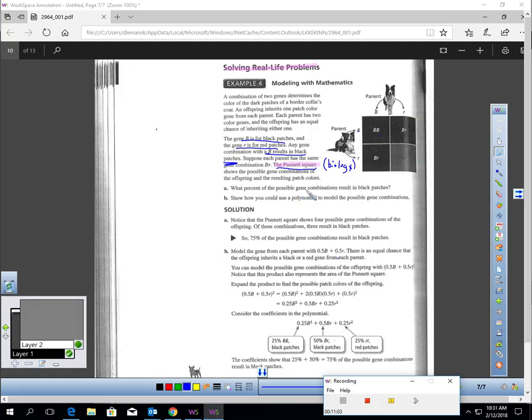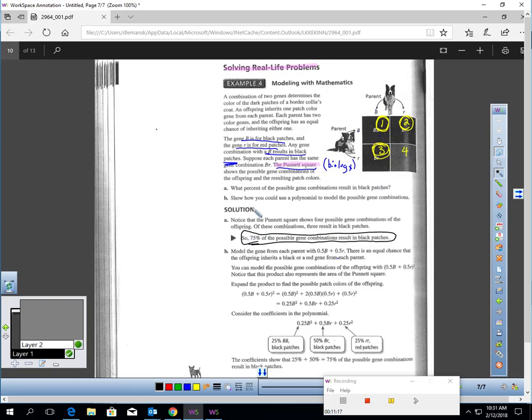What percent of possible gene combinations result in black patches? Well, let's look. First of all, we have 4 possible combinations. I'll write them in here. 1, 2, 3, 4. Okay. This combination is going to be black patches. This combination has a black patch gene. So does this one. 3 out of the 4 combinations have a black patch gene, which means there's a 75% chance that our dog would have black patches.